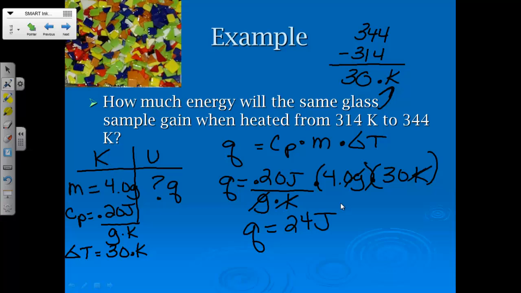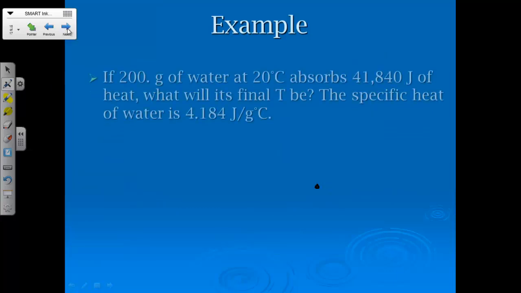Okay, and so if I backtrack and just look at my comparison, to raise this same sample of glass 30 Kelvin, it only took 24 joules. And if I look back to the answer on my last slide, the temperature had been raised from 274 to 314 when it required 32 joules. So the temperature change is directly related to how much energy needs to transfer.